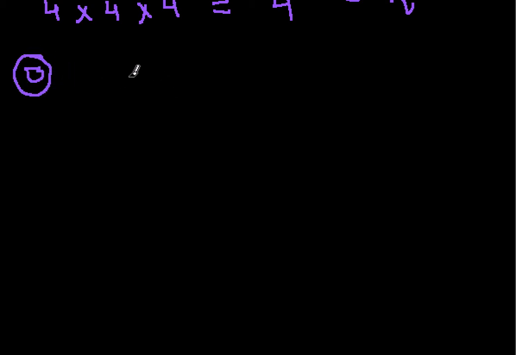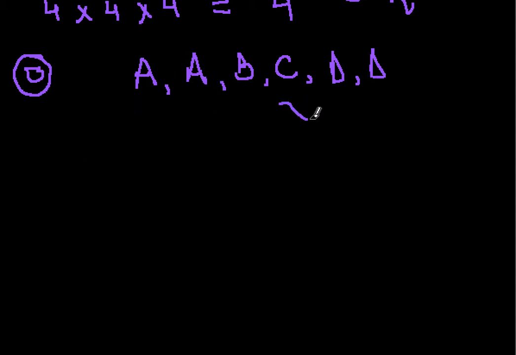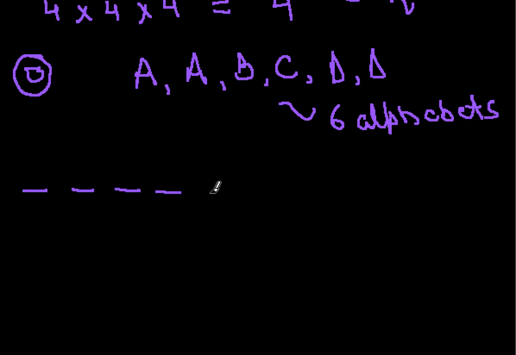Suppose we have alphabets here: A, A, B, C, D and D. So we have 2 A's, 1 B, 1 C and 2 D's. Now what is the total number of ways to arrange these? We have 6 alphabets, so what is the total number of ways to arrange these 6 alphabets into 6 blanks? We have to fill these 6 blanks with these 6 alphabets.